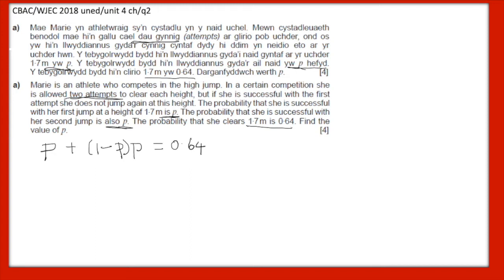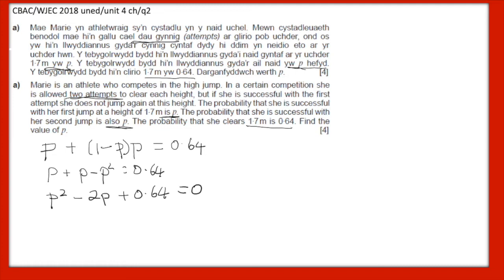And so if I expand this out, I'm going to quite happily get P plus P minus P squared is equal to 0.64. And I personally prefer my quadratics to have a positive square term, so therefore P squared minus 2P plus 0.64 is equal to 0. You've always got to get that equals 0 in when you're solving quadratics.